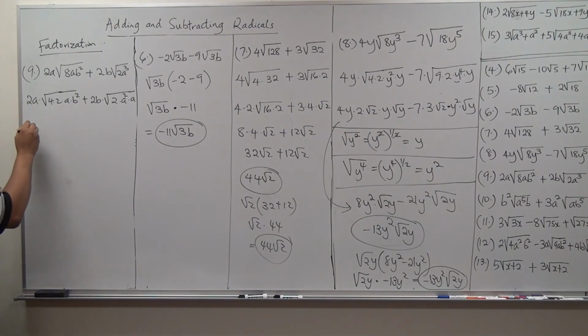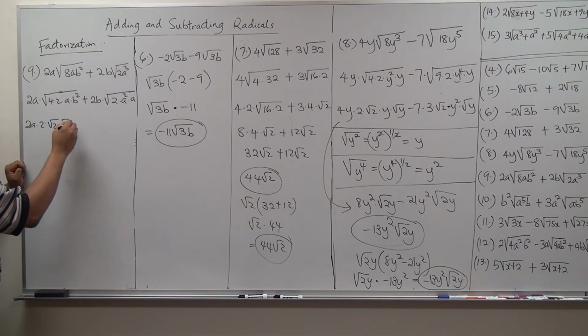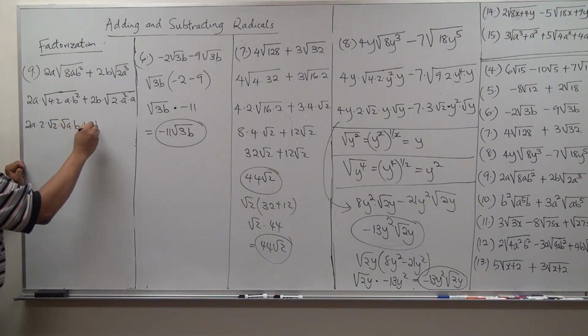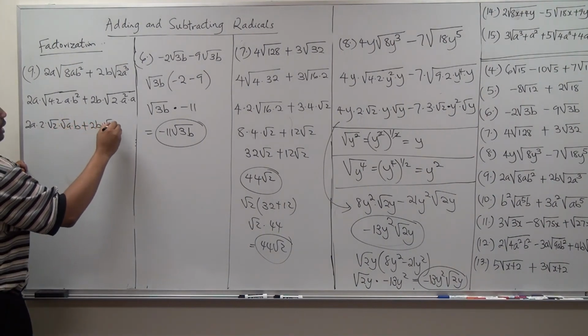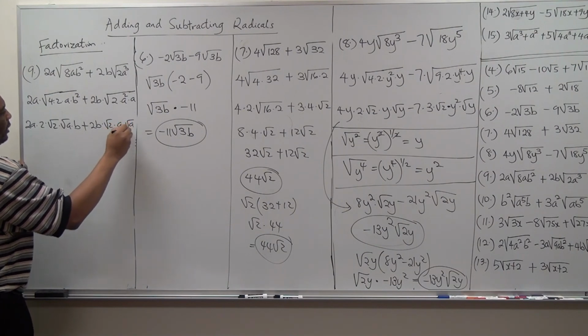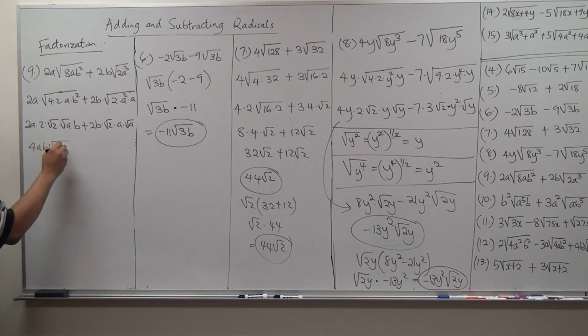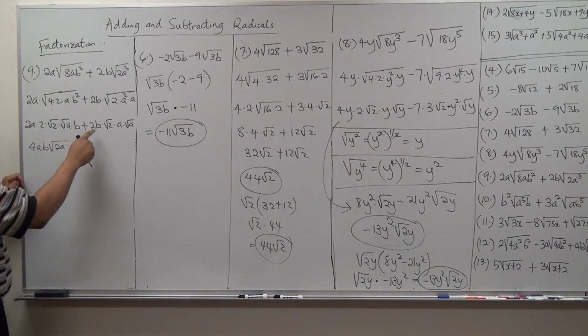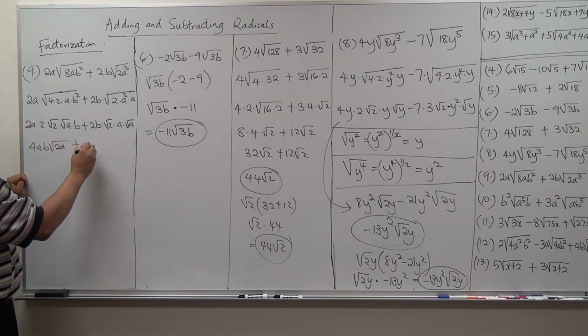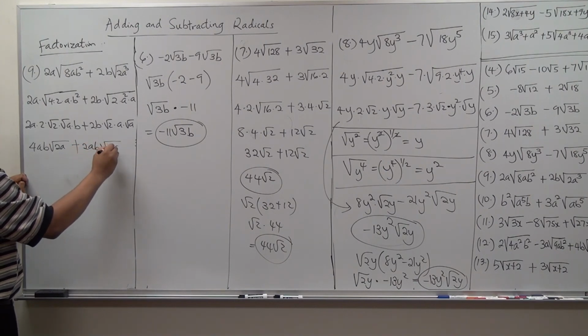Okay, so this is 2a times 2 times square root of 2 times square root of a times b, plus 2b times square root of 2 times a times square root of a. So 2a times 2 is 4a. 4a times b is 4ab, 4ab square root of 2a, plus 2b times a is 2ab, 2ab square root of 2a.